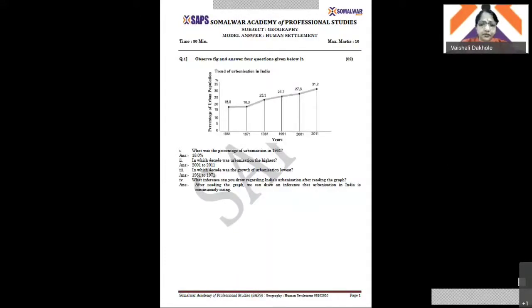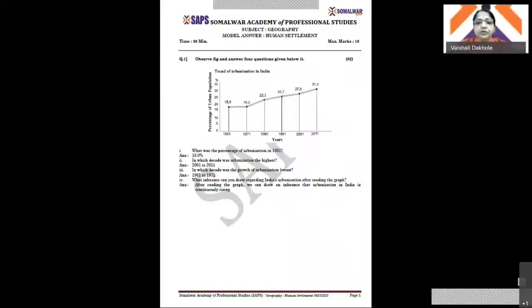Let's come to the second question. In which decade was urbanization the highest? Decade means 10 years. In which 10 years was the urbanization the highest? You can see that in 1961 and 71, it remained just the same, 18 and 18.2. Then from 71 to 81, it increased from 18 to 23. That means it increased by near about 5%. From 81 to 91, from 23 to 25, only 2% growth was there.